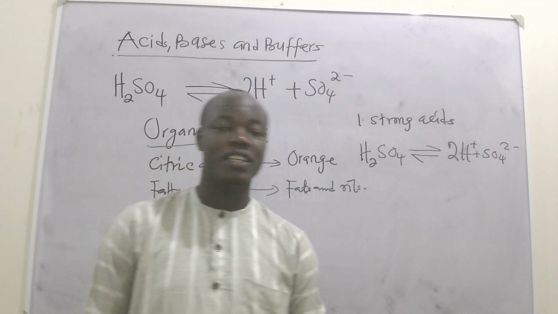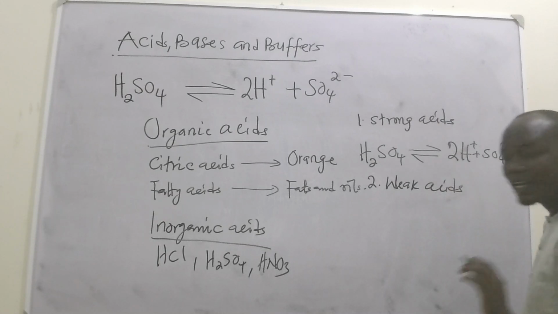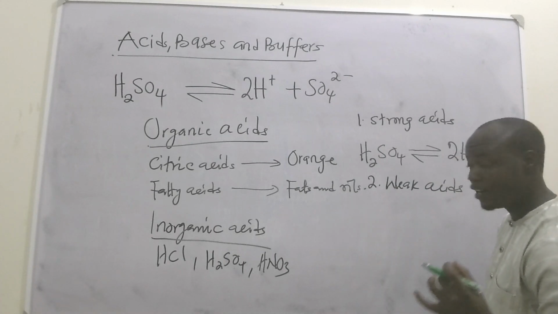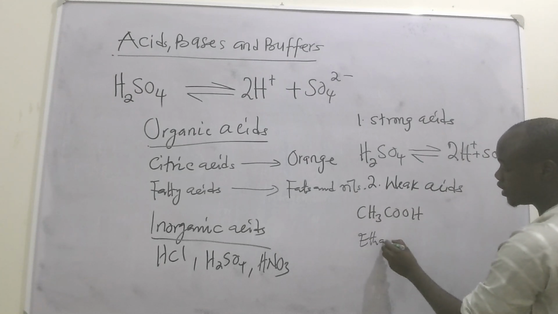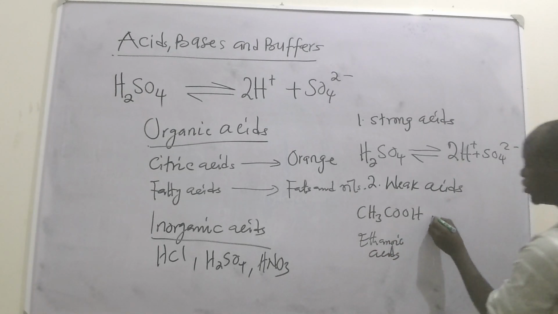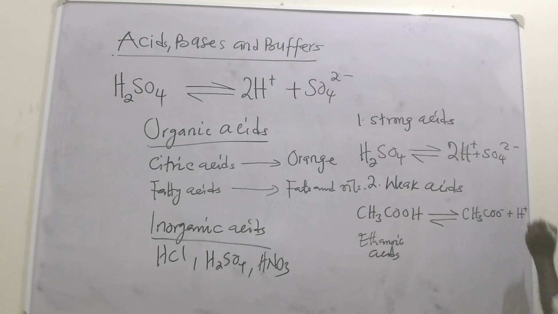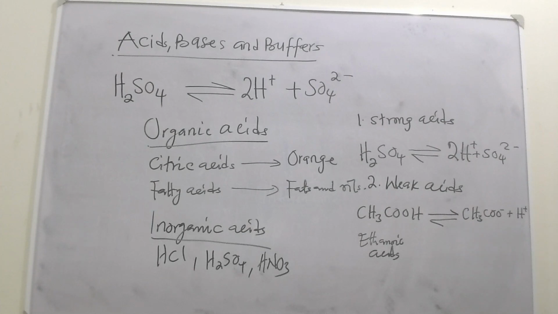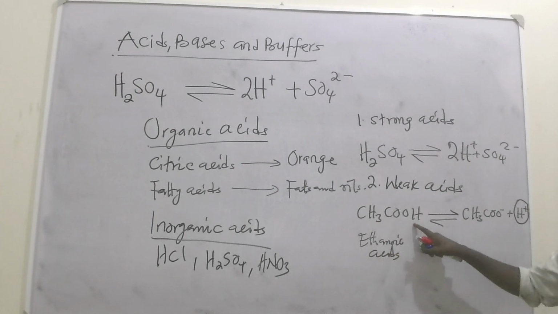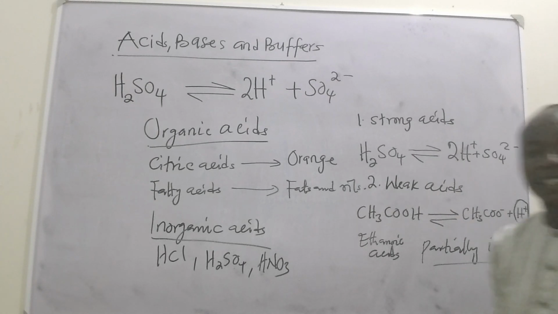Like for example, let's take ethanoic acid under weak acids. Ethanoic acid is CH3COOH. When you add ethanoic acid in water, it gives CH3COO- plus hydrogen ion. You can see here that there are 4 hydrogens, but only one hydrogen is ionized. That is why it is partially ionized. That is what we call a weak acid.